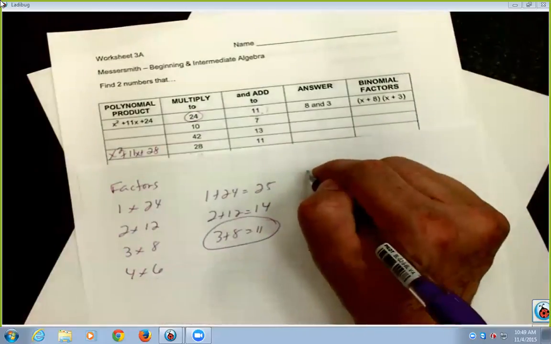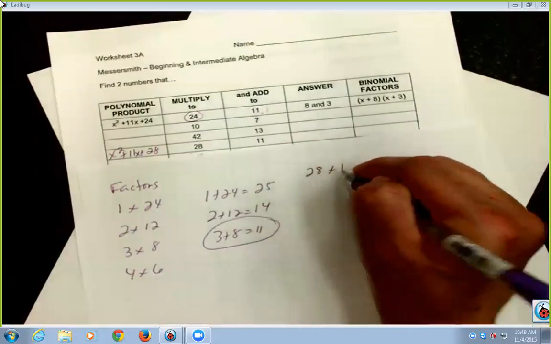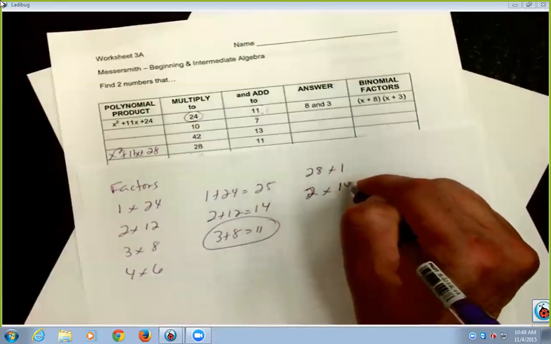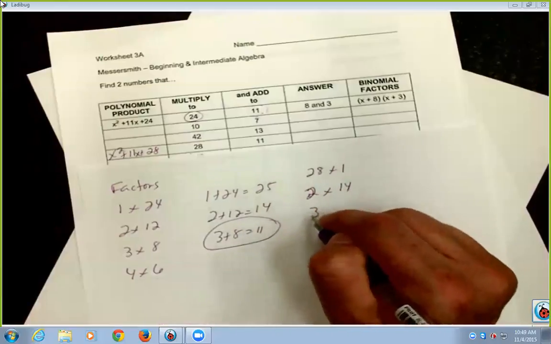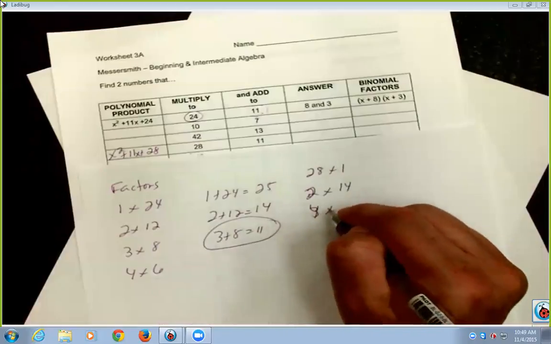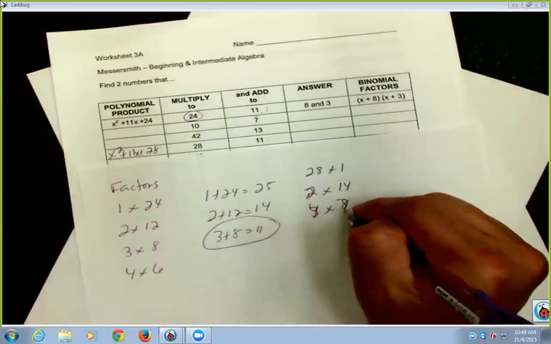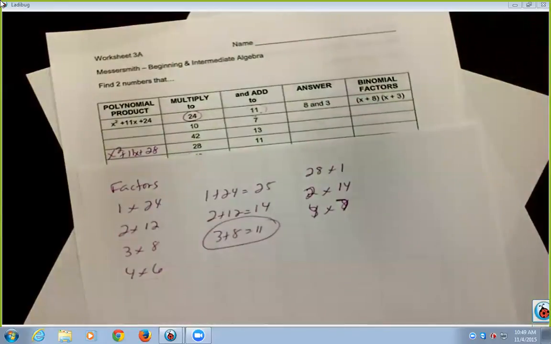So you could go over here and put 28 times 1. You could go 2 times 14. 3 doesn't go into it. 4 times 8, no, 4 times 7, sorry, is 28. And then 5 doesn't work and 6 doesn't work.